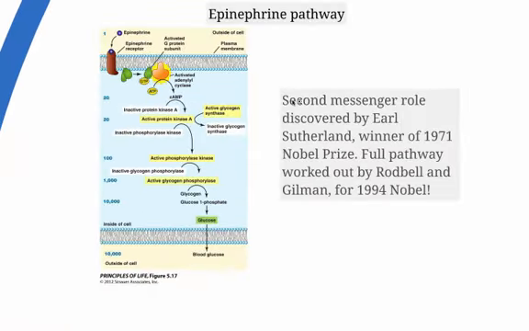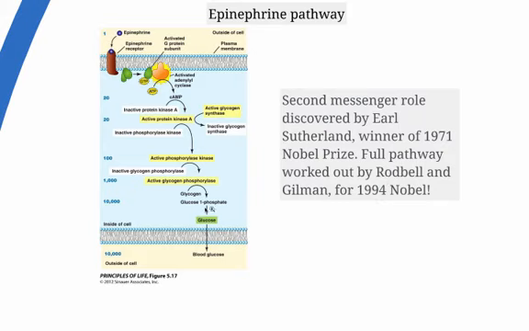So this system is one of the first major signaling pathways to have been worked out. The second messenger, the cyclic AMP role, was actually discovered by a guy named Earl Sutherland, and for that work he won the 1971 Nobel Prize. But as is the case in many situations with science, a lot of the pathway was still not very well understood, and in fact, almost 25 years after that, the Nobel Prize was won by Rodbell and Gilman for working out the rest of that pathway.